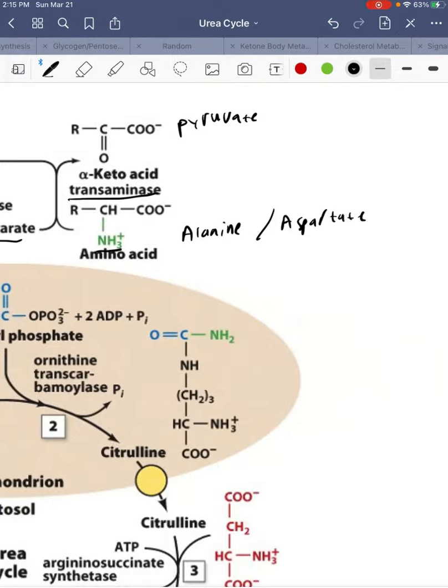Aspartate and alanine are amino acids. Alanine is non-hydrophobic, and aspartate is one of the acidic amino acids. Aspartate can then be converted to oxaloacetate. So those are the two you'll see, but they can also be run with different amino acids.